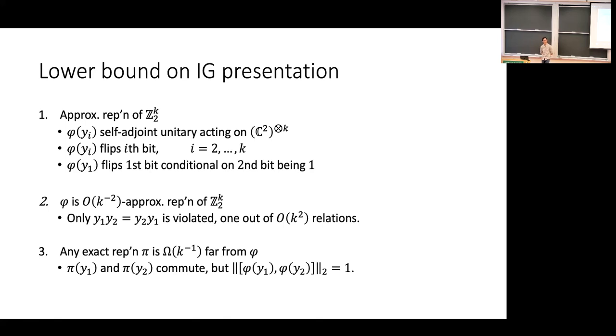Okay, it's the average. So think of it: if you randomly sample a relation, how often are you going to see a violation? It's only with probability 1 over k squared.